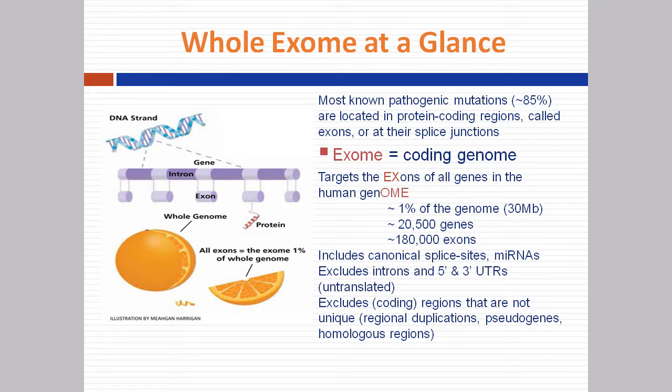So as we heard before, it represents only about 1% of the entire genome. It comprises 20,500 genes or so and about 180,000 exons. It includes coding sequence and the flanking splice sites, but it does not include untranslated regions and regions of genes that show duplications or homologies. So it has some limitations.